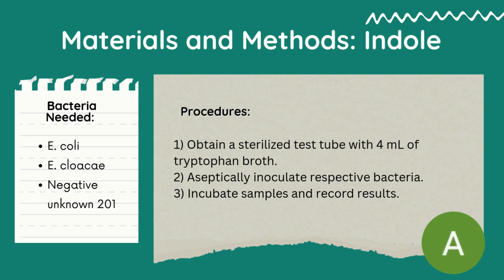In order to initiate the indole test, the bacteria needed are E. coli, E. cloacae, and the negative unknown 201. To begin the indole test, first obtain a sterilized test tube with 4 ml of tryptophan broth. Then aseptically inoculate the respective bacteria. Lastly, the samples will be incubated and the results recorded.